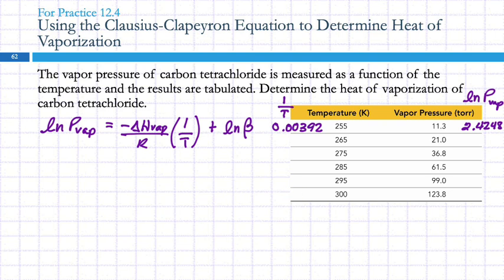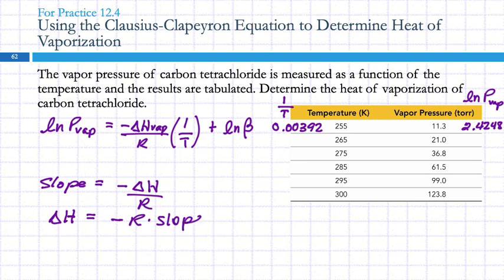So you would graph that data, probably in Excel, and then you can determine the slope. And the slope equals negative delta H over R. So then rearranging that, you get delta H is equal to negative R times the slope. These are the sorts of things we do a lot in Chem 1B, if you're curious.